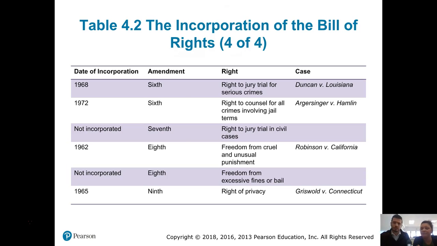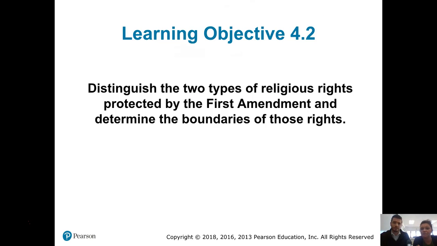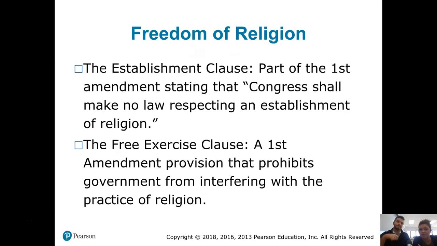Okay, 4.2, distinguish the two types of religious rights protected by the First Amendment and determine the boundaries of those rights. Let's do it. In the First Amendment, we know that it gives us freedom of religion, but there are two clauses within it that we also need to know. The first one is the Establishment Clause, and basically it says that Congress shall not establish an official religion, or favor any religion.